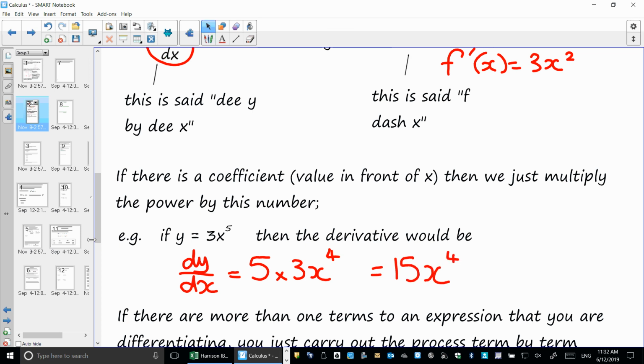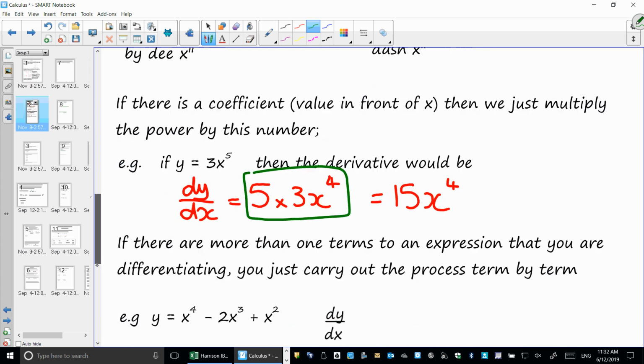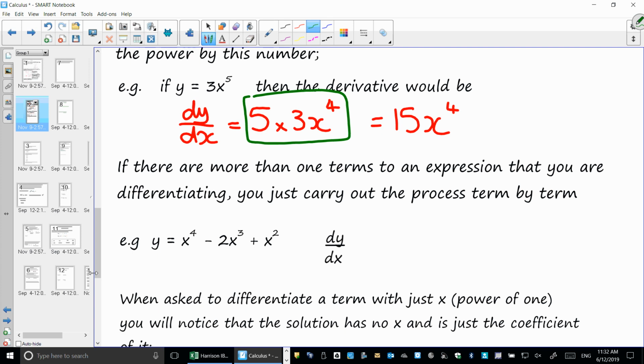Obviously, this step here is a side step. You don't have to show that working, because I think you're all capable of doing it directly in your head, and you wouldn't get method marks for it. So 15x to the power 4.